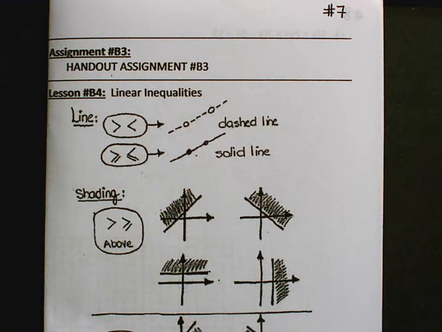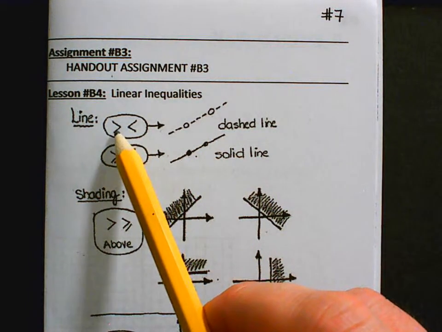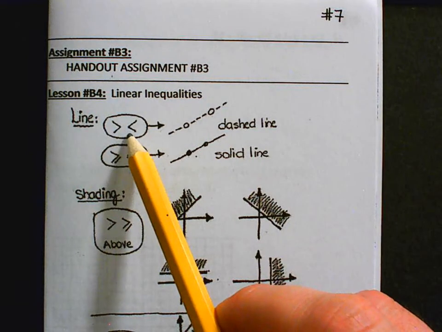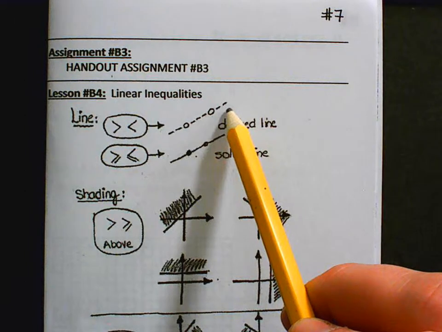Hello, this is going to be a lesson on linear inequalities, basically on how to graph linear inequalities. First thing we need to talk about is the signs. If you have the signs greater than or less than, without the little line underneath, you're going to use empty circles and dashed lines.